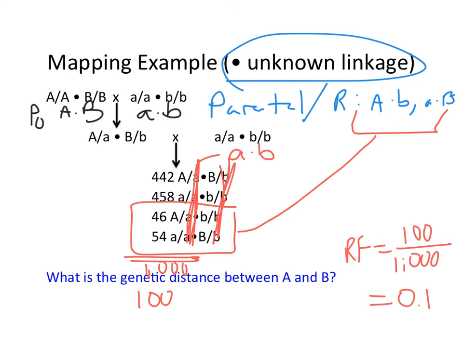So the closer together genes get on the chromosome, the less likely recombination happens between them, which means you see fewer and fewer recombinants, which means the map distance goes down. So genetic distance gets smaller as genes get closer together.